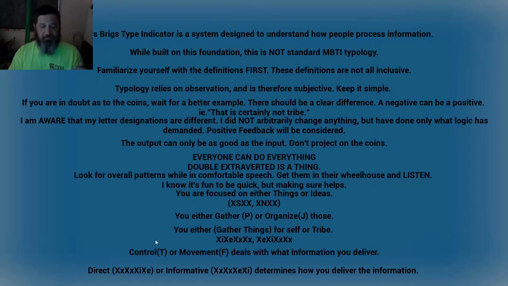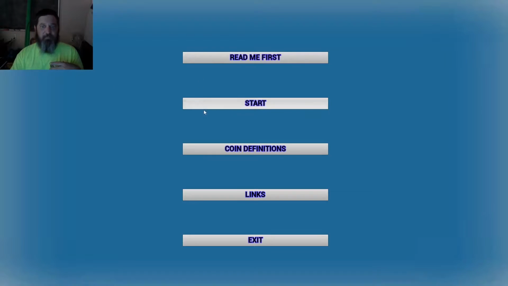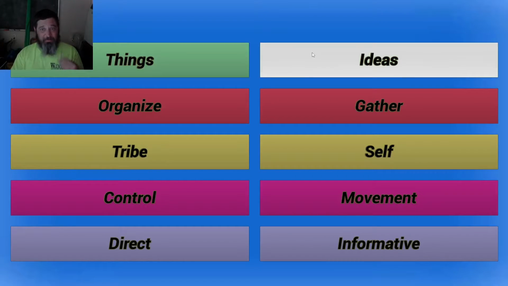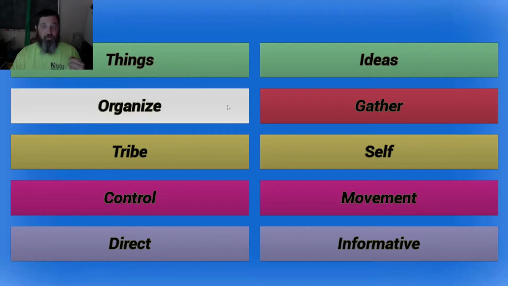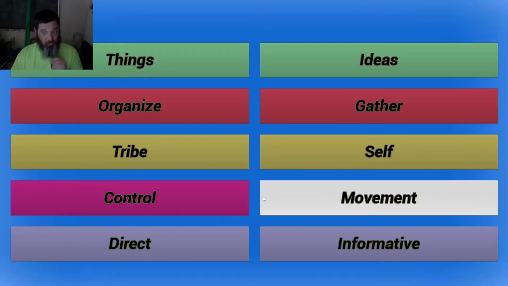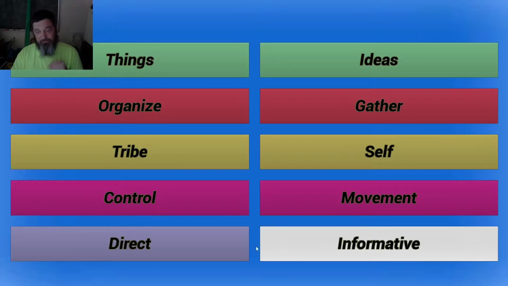We're going to go into the README right now, because at the bottom down here, you can pause this and read this if you need to. I'm not going to cover the top. We've done that before. But on this bottom, this is the part that I've changed. This is the part that we're going to show real quick, and we're going to talk about the different parts of it. Now, you can see here, these are the categories. You are either things or ideas. You are either organize or gather, tribe or self, control or movement, and direct or informative.